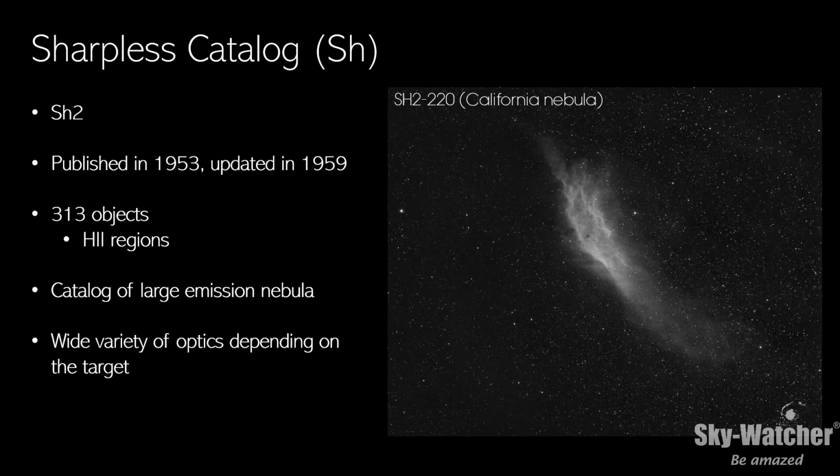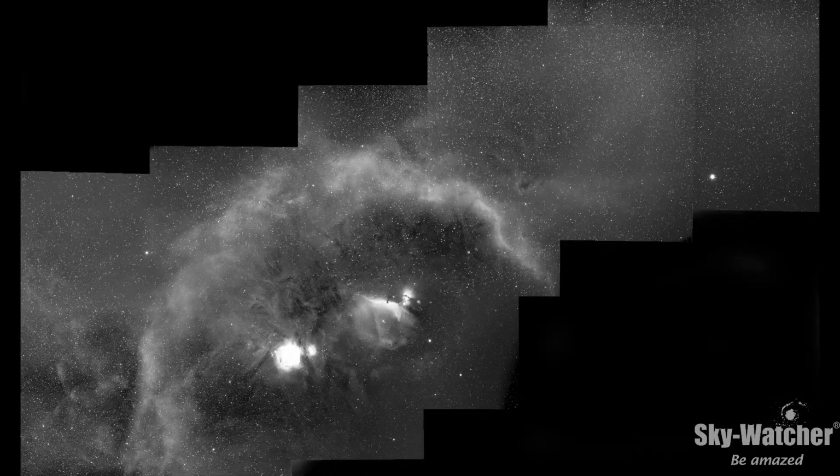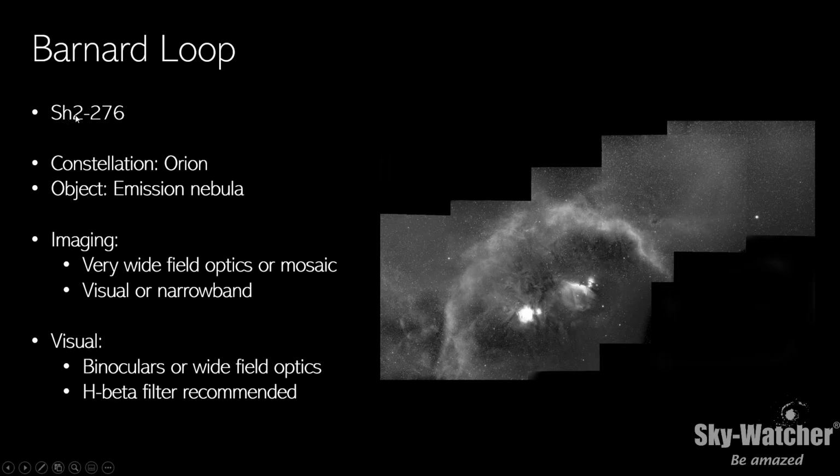So one of the biggest ones in the nighttime sky, and a lot of these are huge. This is my 5-panel mosaic of this region. As you can see, there's the Horsehead, there's Orion, but encompassing all of that is what's known as the Barnard Loop. And the Barnard Loop, or SH2-276, this is a huge, huge target. It spans almost the entire length of the constellation of Orion. This is really something that you need a telephoto lens, like a 50 millimeter or an 85.